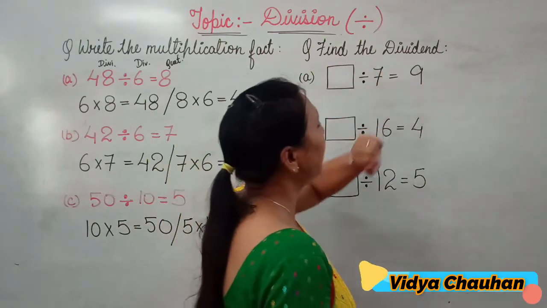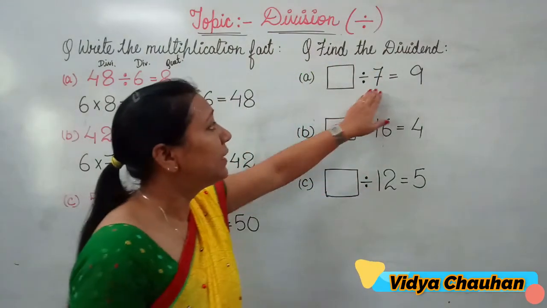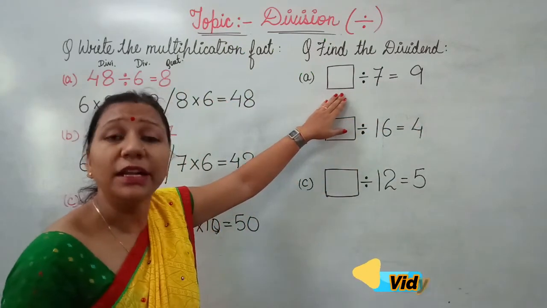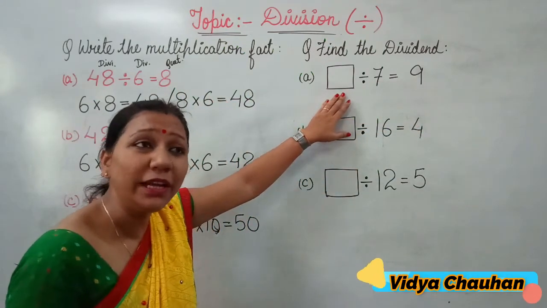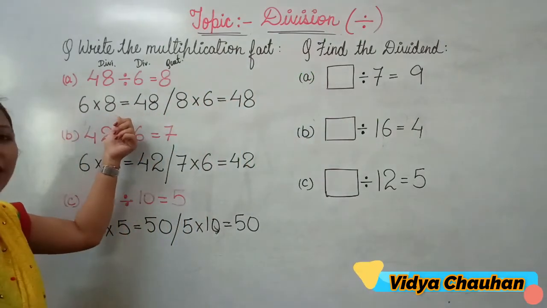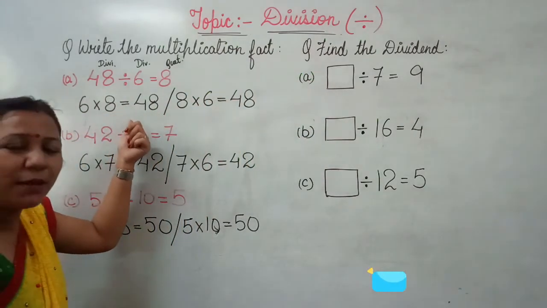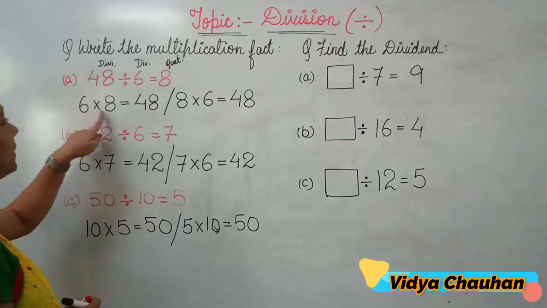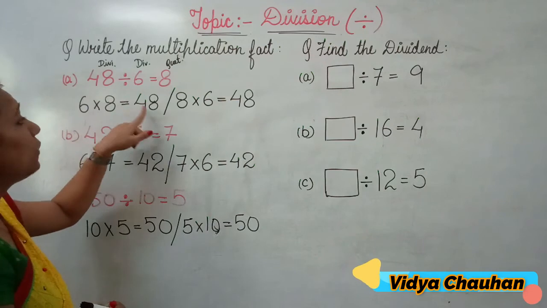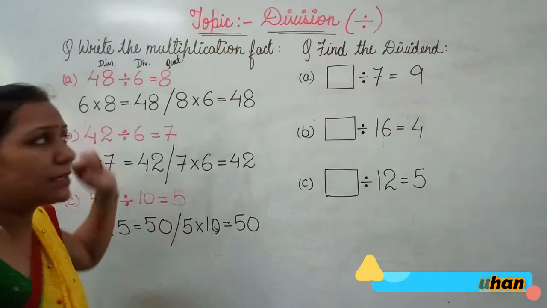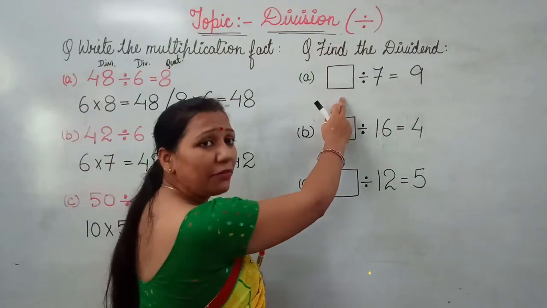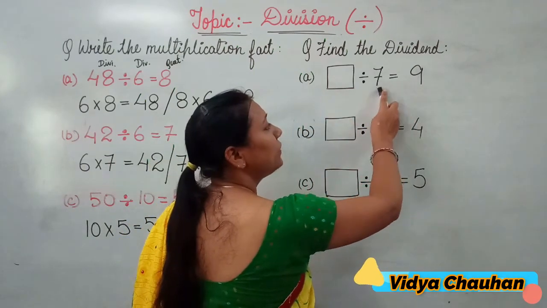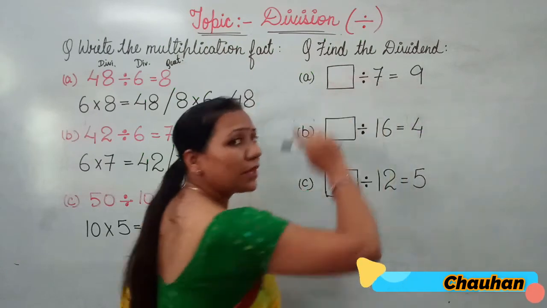Find the dividend. Now here you can see that the divisor and quotient is given to us, but we don't know the dividend. So what is the process of finding the dividend? Same process what we have used here. We have to use the same concept of multiplication fact. Because when we are multiplying the divisor with the quotient, what we get is the dividend. So to find here the dividend value, what you have to do? I have to multiply the quotient with the divisor or divisor with the quotient.